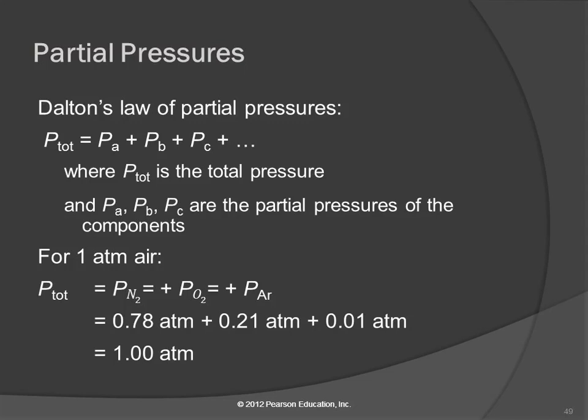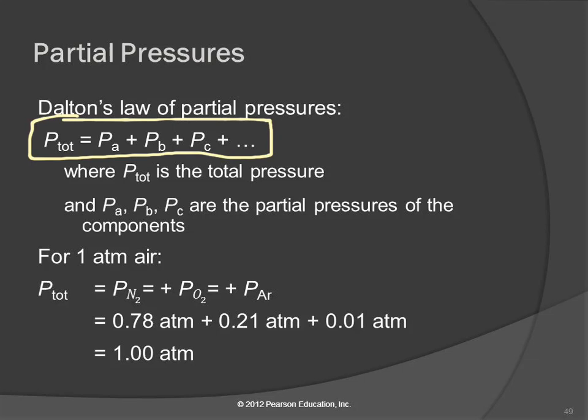Dalton's law of partial pressure says that the total pressure of a gas mixture is equal to the partial pressures of each gas added up together. So this is the law right here. And it's true for however many gases. If you have a mixture of 2 gases, or if you have 150 different gases, you just take the partial pressures and you add them up.